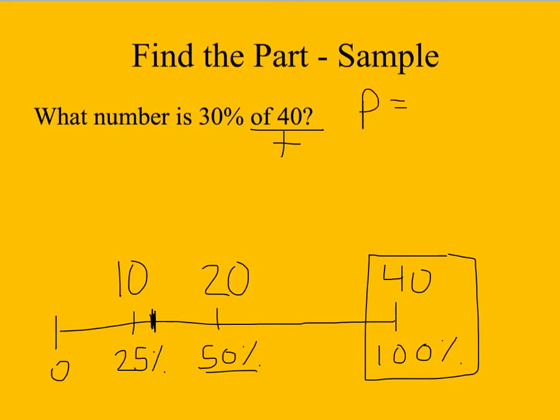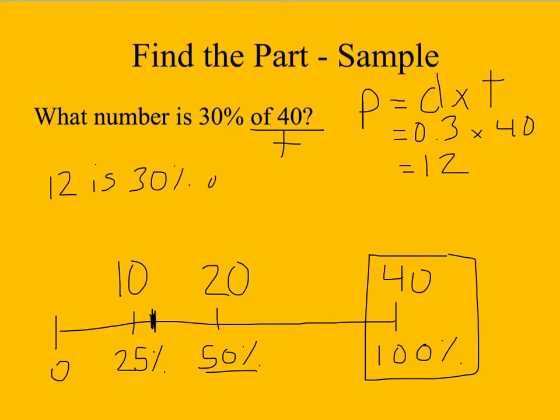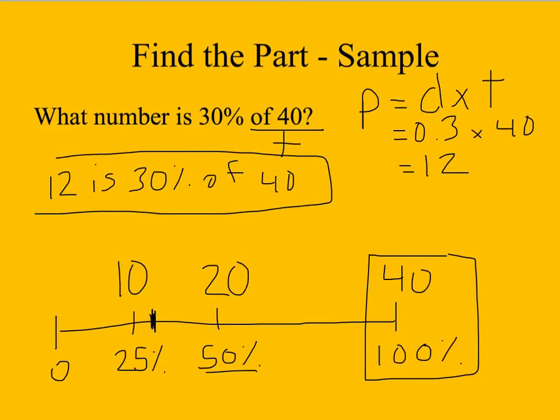So my part from the previous slide is the decimal times the total. 0.3 times 40. In the calculator, if I do 0.3 times 40, I get 12. So 12 is 30% of 40. And that matches my number line pretty much exactly. So 12 is a bit more than 10, 30% is a bit more than 25.